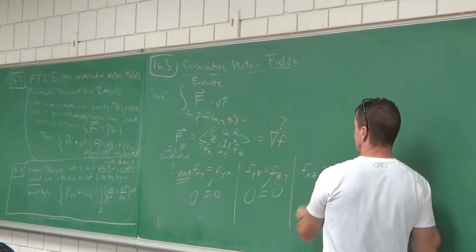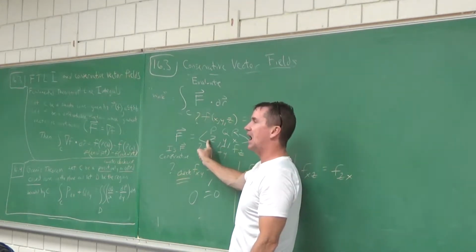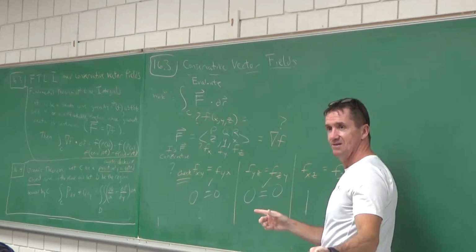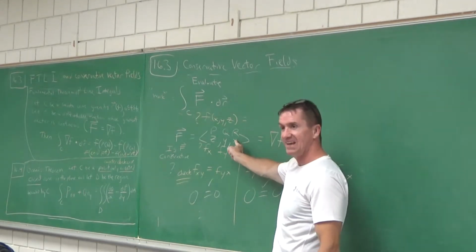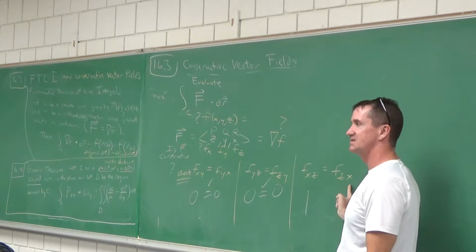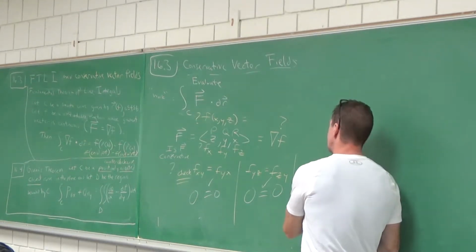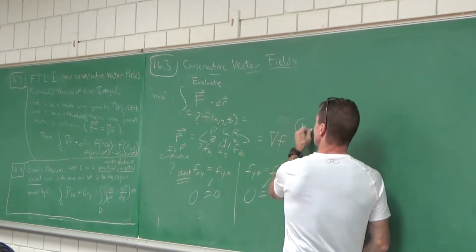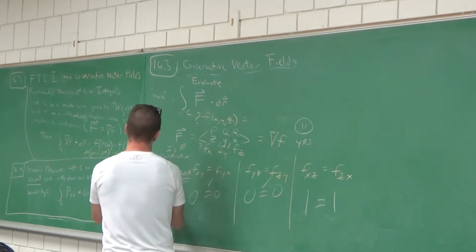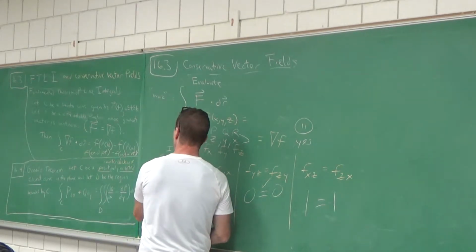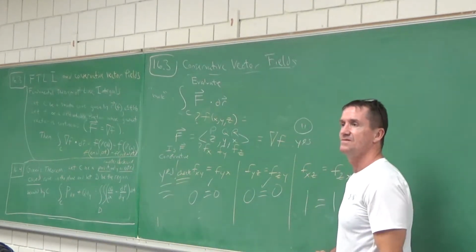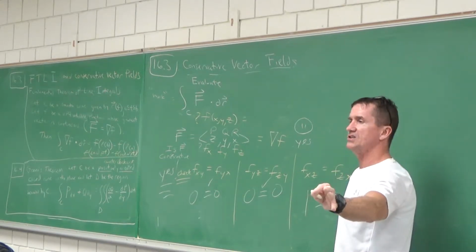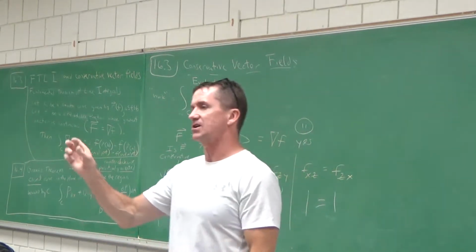Is it true that fxz equals fzx? So what's the derivative of that with respect to z? 1. Do you agree? And what's the derivative of this component right there with respect to x? Is this vector field conservative? Yes, it is. Oh, they all 3 of them don't have to be 0? No, they don't, very good question. They don't all have to come out as 0. They just have to come out as equivalent.